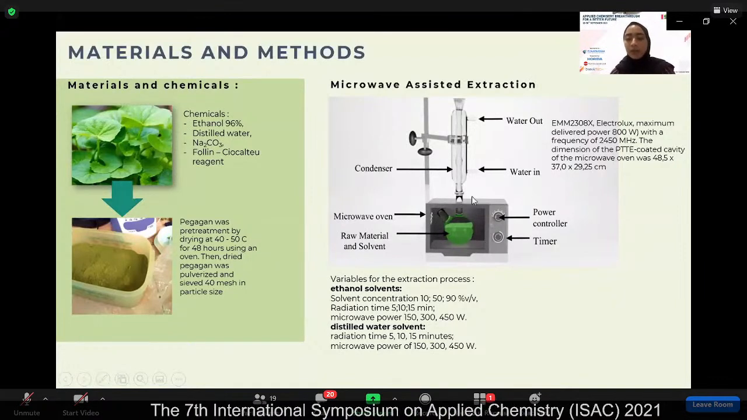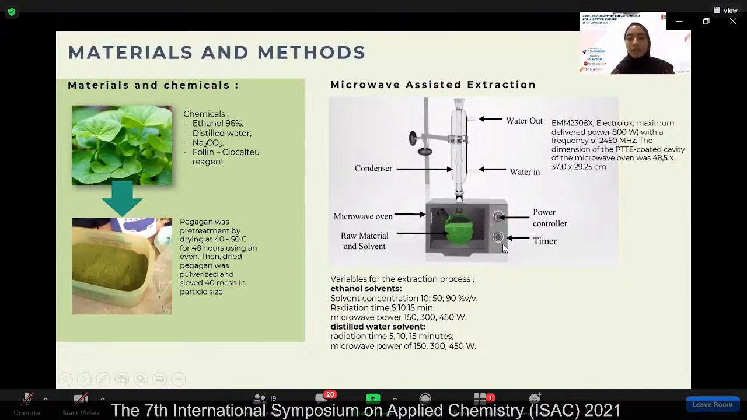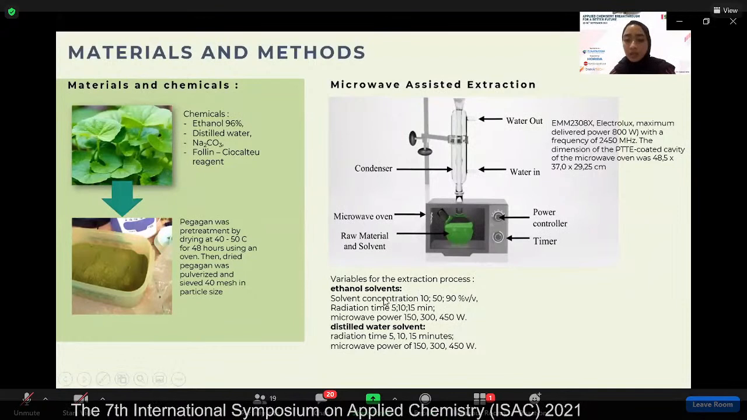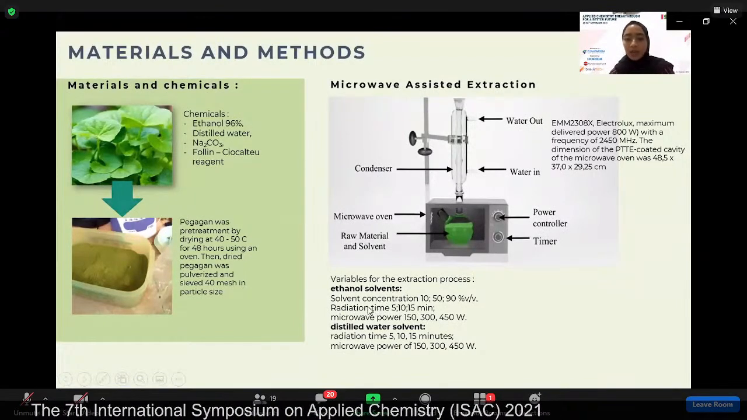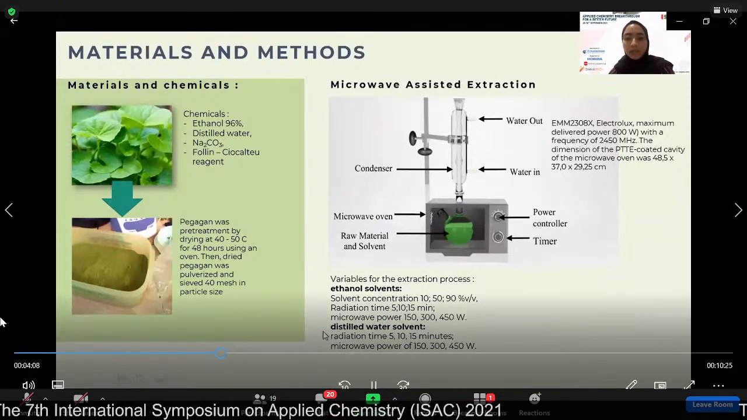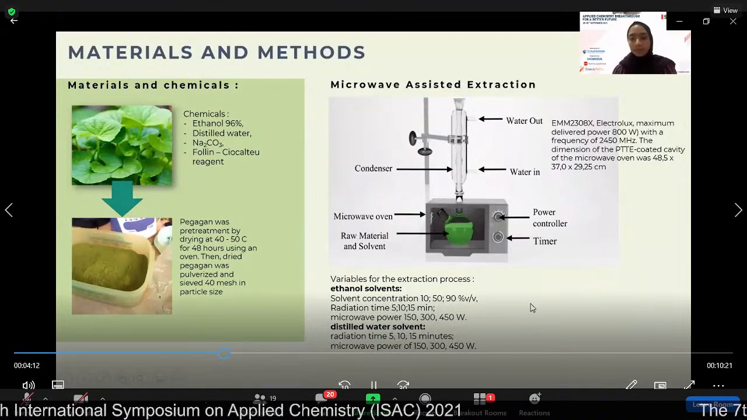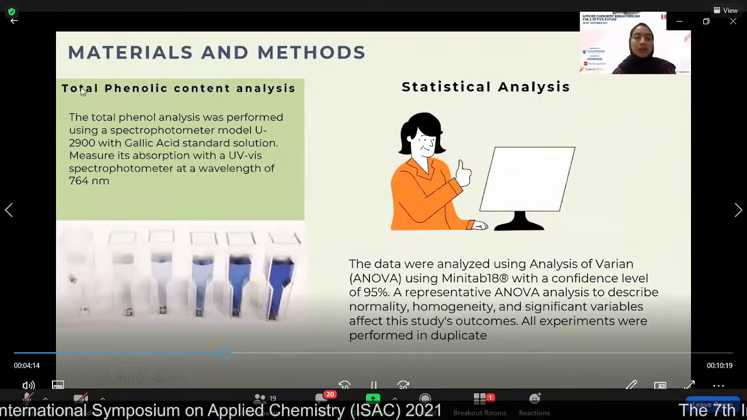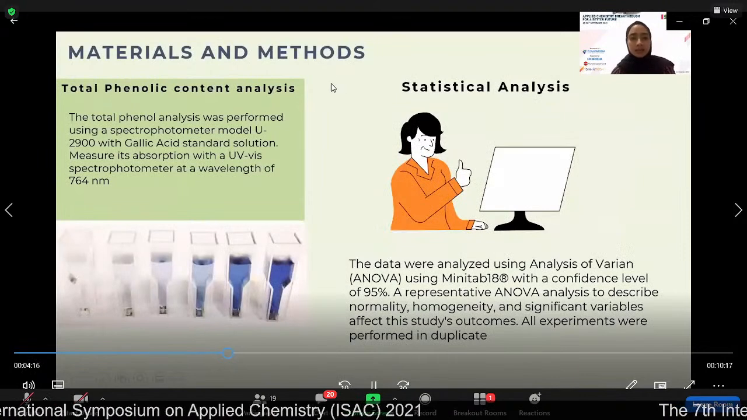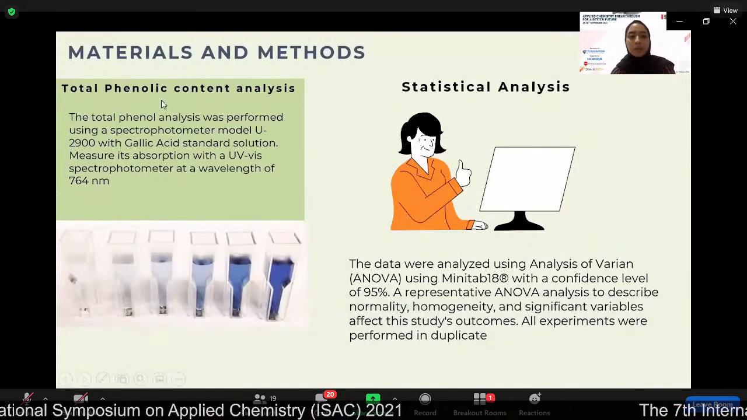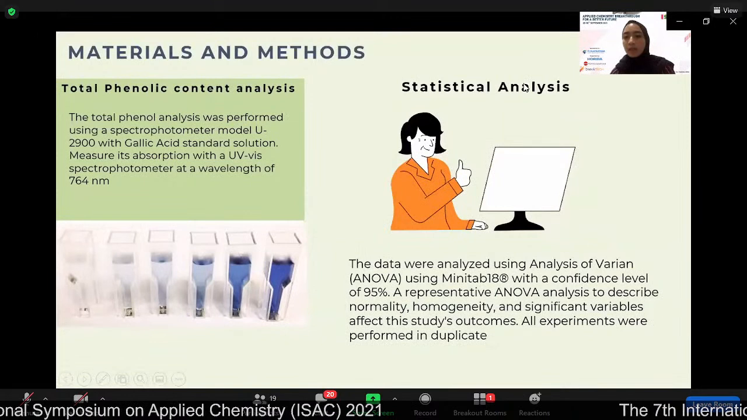This is a microwave modified with a drilled hole on the top of the microwave. And these are the variables we use in this research. The variables are solvent concentration, radiation time, and microwave power for the ethanol solvent. And for the distilled water solvent, we use radiation time and microwave power. And then this is analysis. We use total phenolic content analysis and statistical analysis.